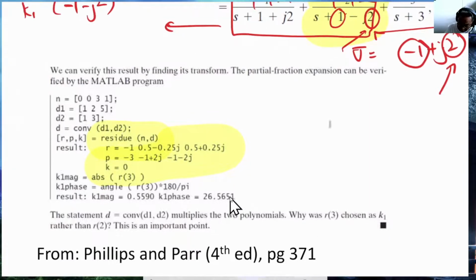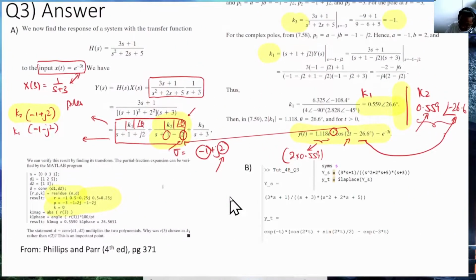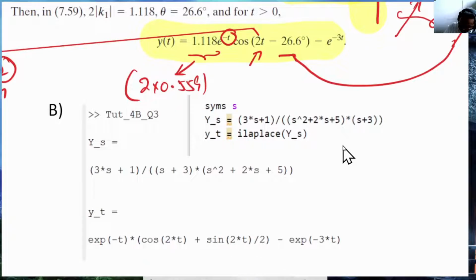This you have to try in the lab as well as at home to verify that my answer is correct. So with that, we have found what is y(t). You can also use the inverse Laplace of MATLAB to verify your answer. Let us now verify using MATLAB.